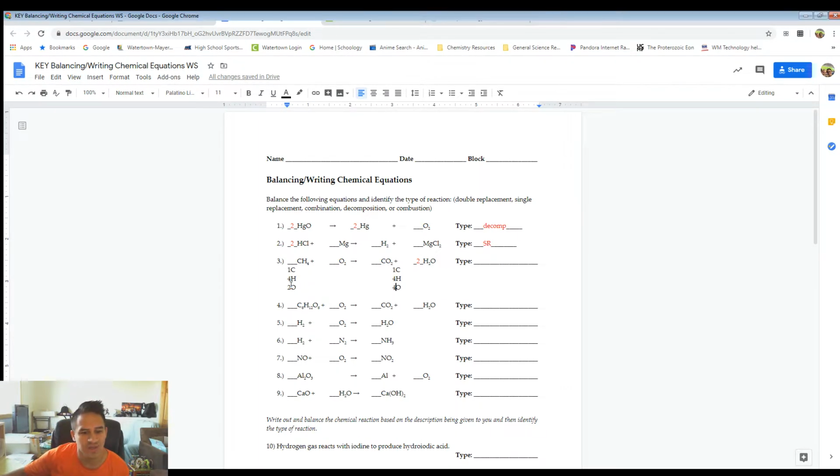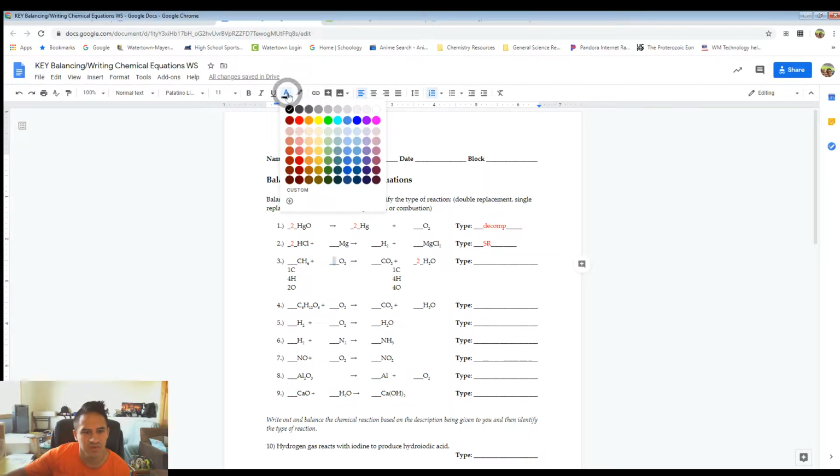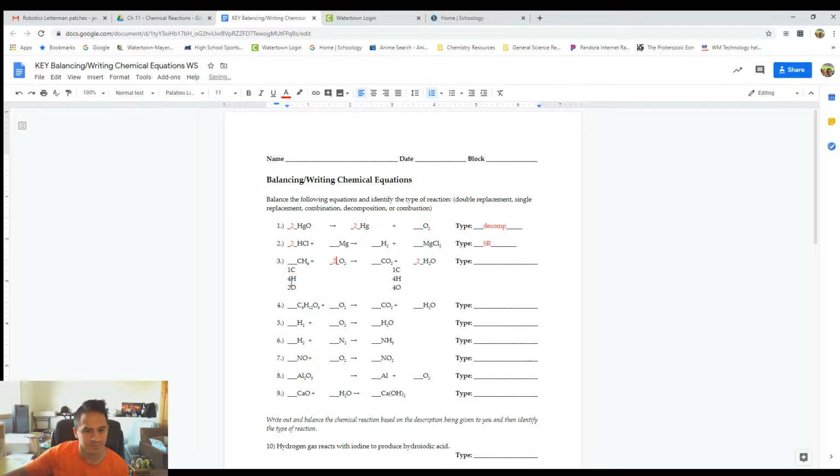So on the left-hand side, our hydrogens are balanced, our carbons are still balanced, but our oxygens are not. So we have 4 oxygens on the right, we only have 2 on the left. So we're going to need to put a 2 in front of this compound to give us a total of 4 to balance everything out. Okay, so this is going to be our balanced equation.